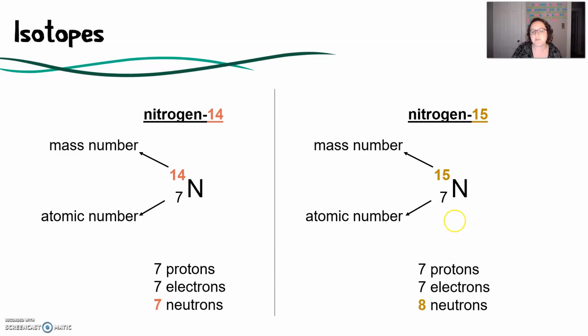So that means we'll also still have 7 electrons if the atom is still neutral. However, since the mass number has now increased to 15, this means the number of neutrons has increased to 8 because 15 minus 7 now equals 8. So I hope that kind of clears up how you solve for the number of subatomic particles from these atomic symbols, at least for neutral elements, as we're seeing here.